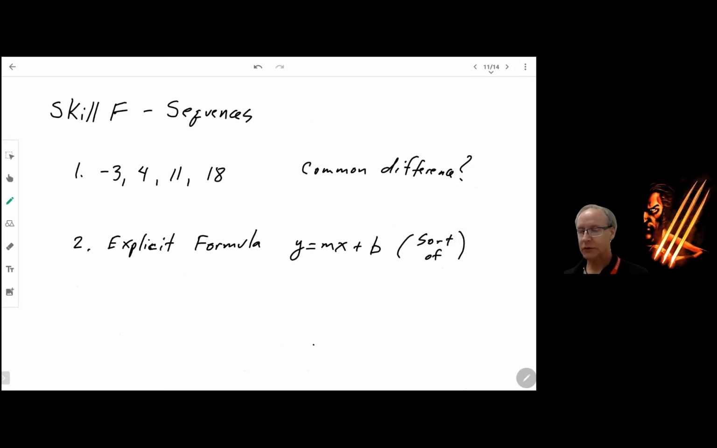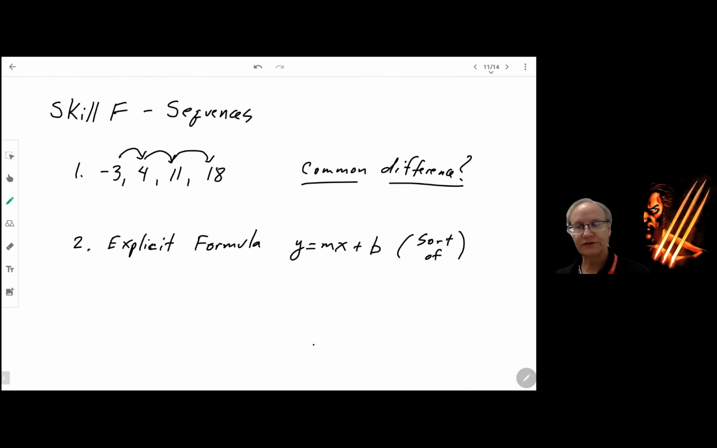Now, for sequences, we have a set of numbers and we want to look at patterns. See if you can see if there's a pattern to these numbers. Is there something happening to them? Is it something that's happening over and over again? And in fact, they gave us a huge clue here. They said that there is a common difference.